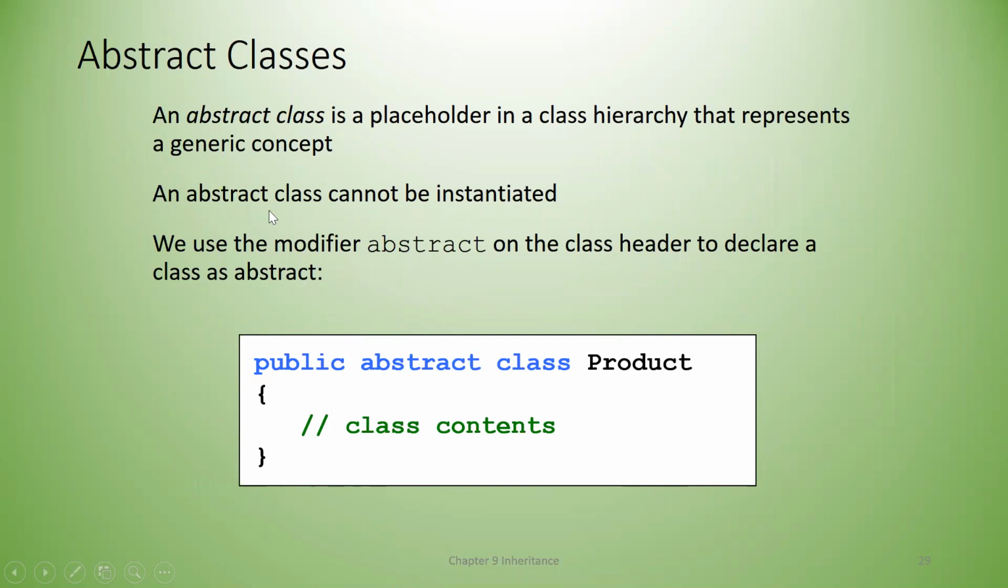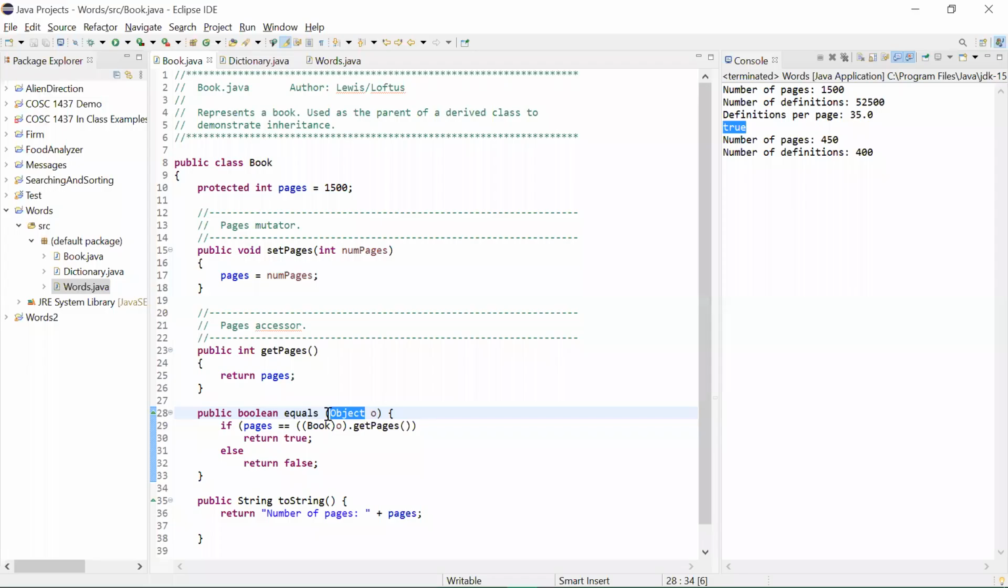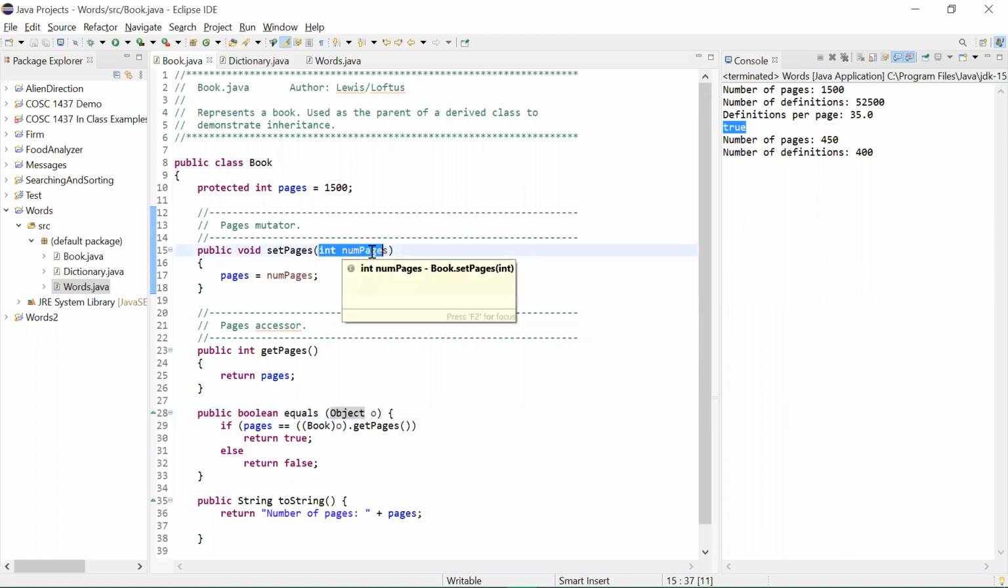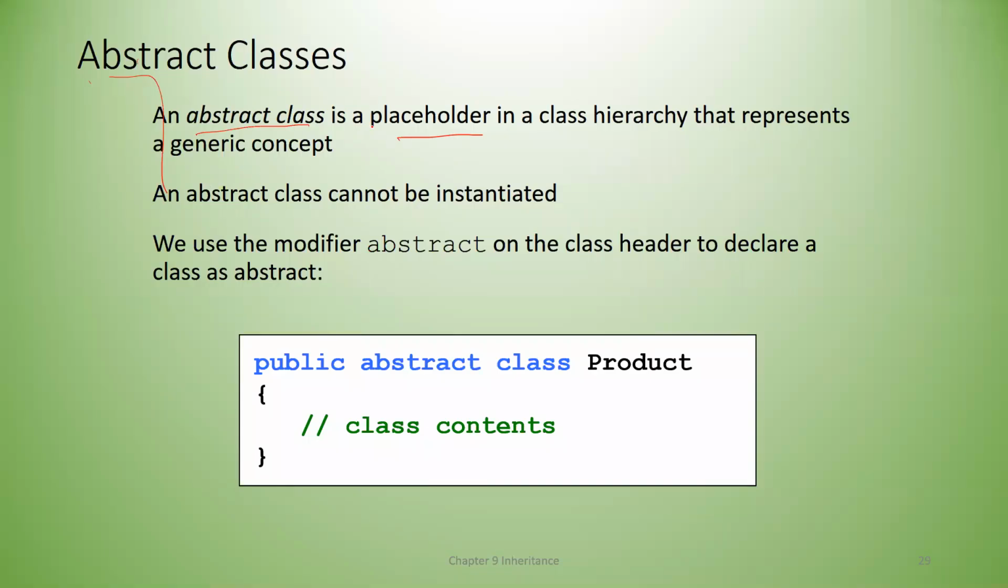Okay, let's talk about abstract class. An abstract class is a placeholder. You know what a placeholder is? These are placeholders that are going to accept the value. So an abstract class is a placeholder. It's like a repertoire in the class hierarchy that represents a generic concept.